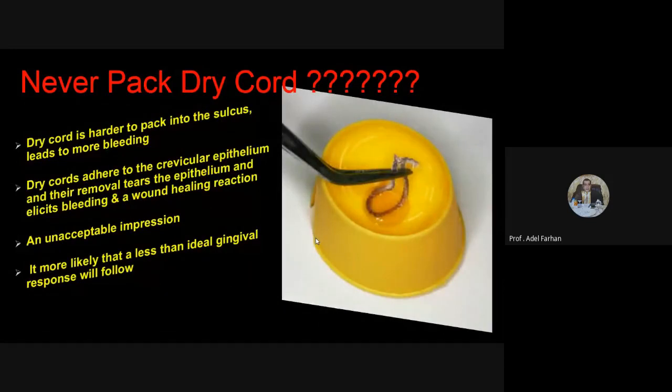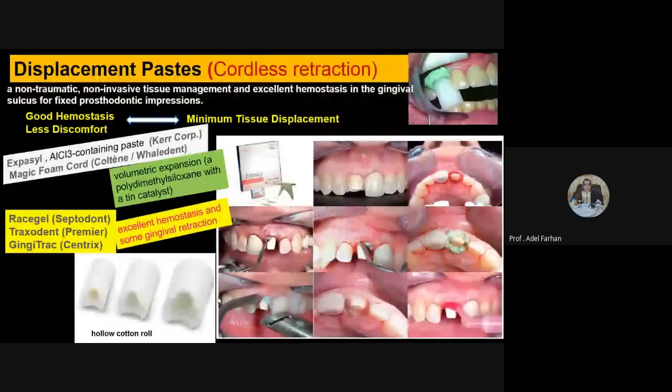Never pack dry cord because dry cord is harder to pack. Dry cord adheres to cervical epithelium and acceptable impression الطينة are more likely to that less than gingival response will follow. يعني سريع يعني نريد نسويكم قبل ما تخلص الوقت عندنا.